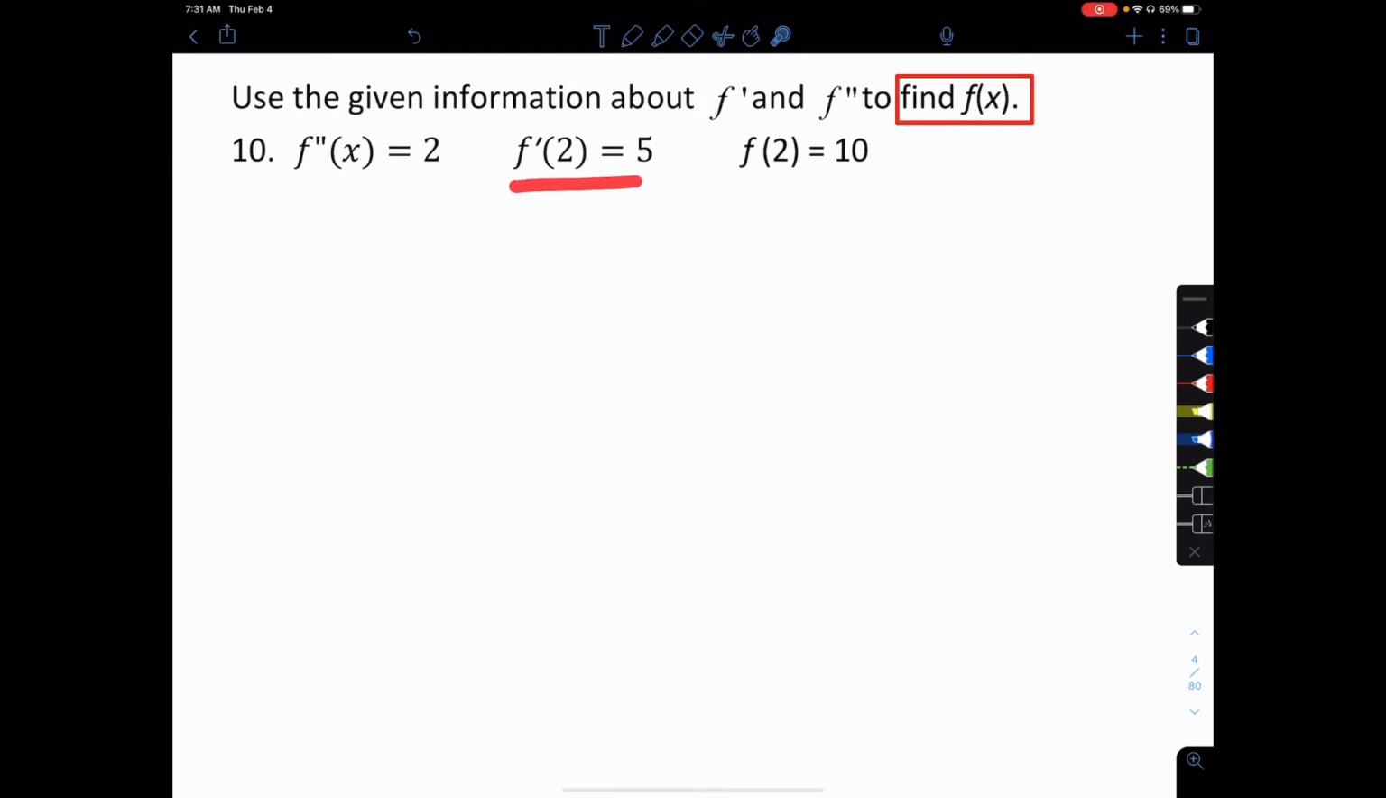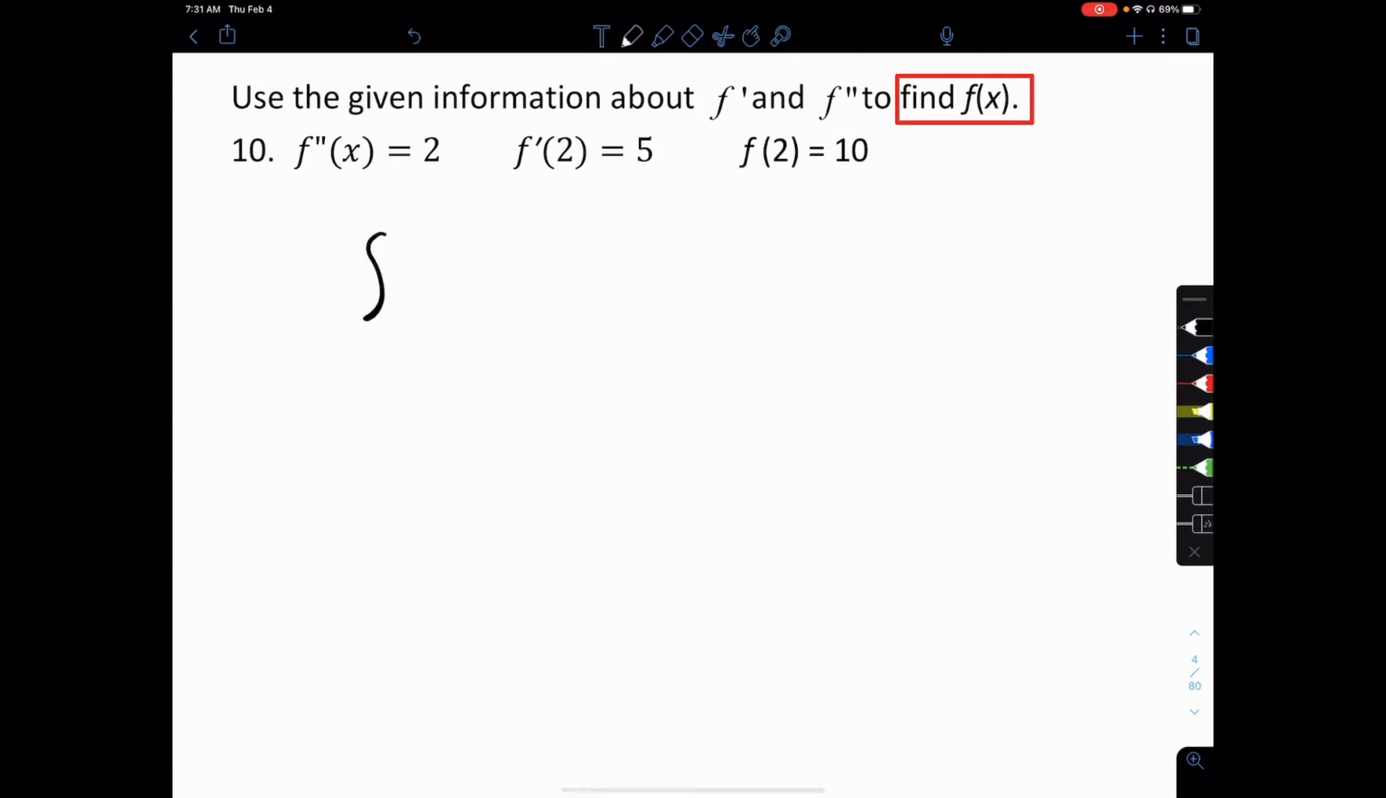This is not a function, this is not a function. These are ordered pairs. This is an ordered pair for f prime, the ordered pair (2, 5). This is an ordered pair for the original function, (2, 10). This is a function because it says f prime of x. So we're going to integrate the only function that we're given.